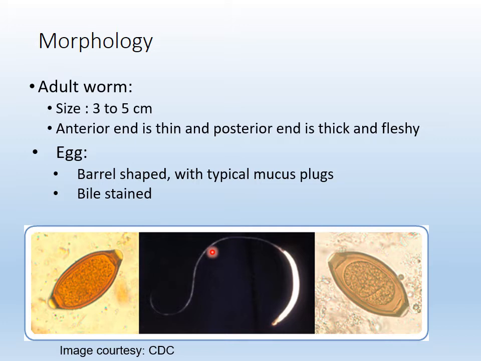As for the morphology of the egg, it is barrel shaped and bile stained, so it takes bile from the stool and looks yellowish brown in color. It has two typical polar mucus plugs, which are very unique and make it very easy to identify this worm among all the intestinal nematodes. So that is the morphology of this worm.